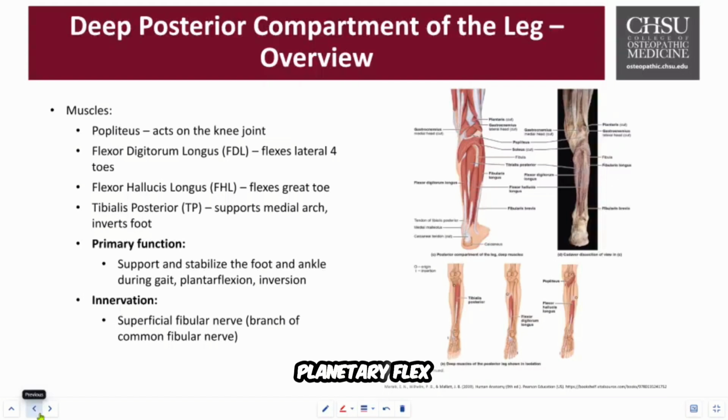These muscles function to plantar flex, invert, and support the foot's arches. It's innervated by the tibial nerve and stabilizes the leg and foot during walking. Dysfunction or tightness here can lead to posterior shin pain or even TTS, tarsal tunnel syndrome, where the nerves are compressed deep near the ankle region.